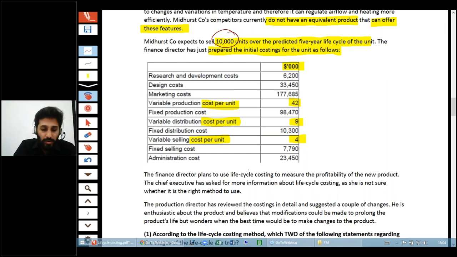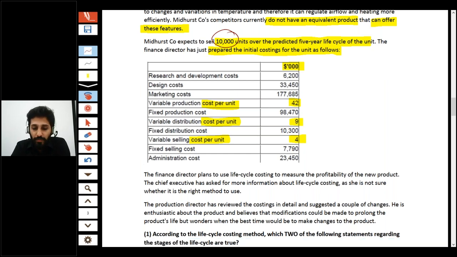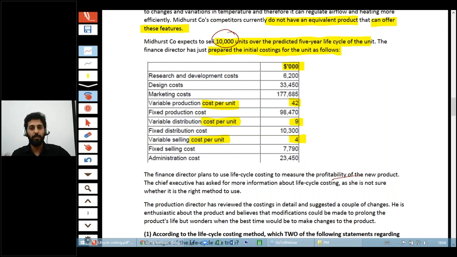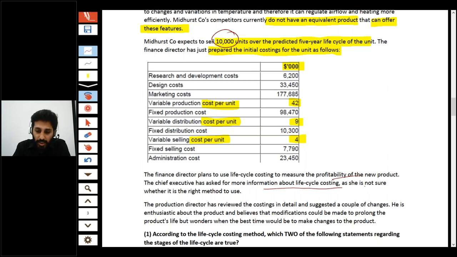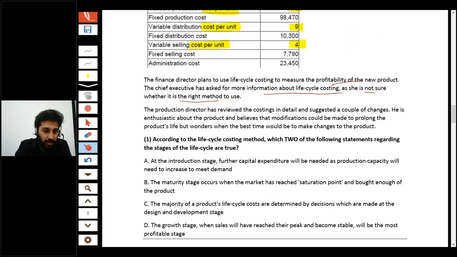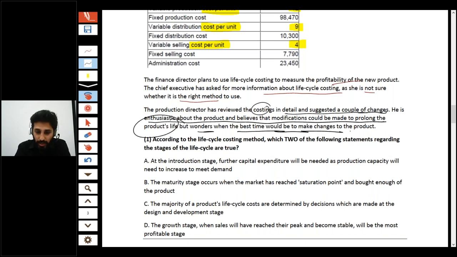The finance director plans to use life cycle costing to measure the profitability of the new product. Secondly, the CEO has asked for some more information about the life cycle, as she's not sure whether it is right to use. The production director has reviewed the costing in detail and suggested a couple of changes. He is enthusiastic about the product and believes that modifications could be made to prolong the product's life, but wonders when the best time would be to make changes to the product.